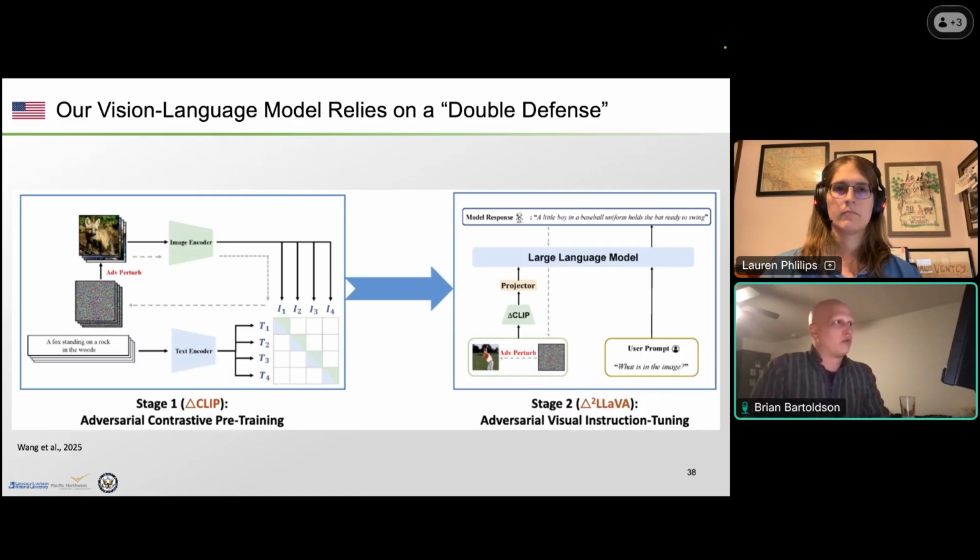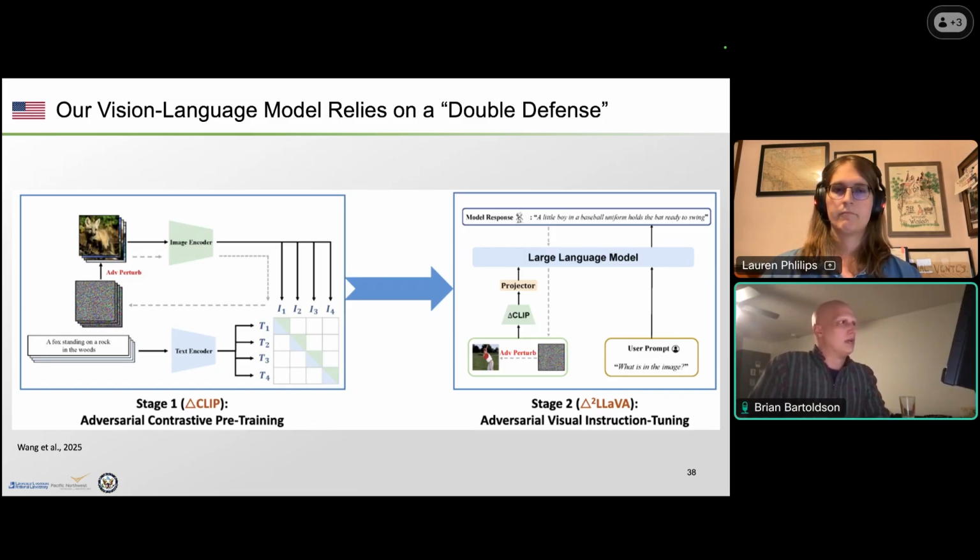So here's what our blue teaming process looks like, the two-player game. What you see on the left is how we develop our vision language model. We are actually developing a couple of models here. One is the backbone for the model, which we call Delta Clip, and then we develop the full combination of the vision backbone and the LLM, which we call Delta 2 Lava. Lava is a popular framework for developing these vision language models. It stands for Large Language and Visual Assistant.